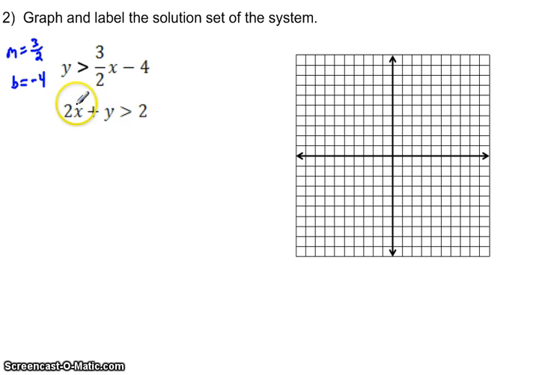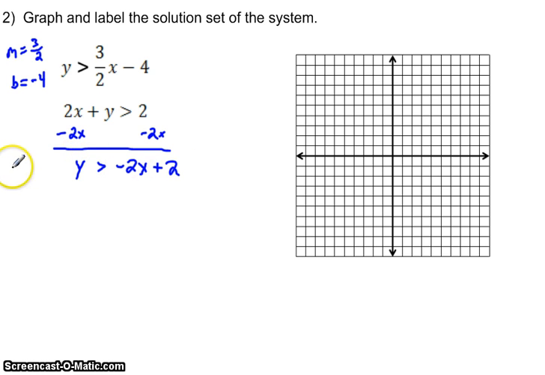This one is not isolated. It's not in that y equals mx plus b form we like, but it's close. So what I'm going to do is subtract 2x from both sides to get the y isolated. And what I'm going to get is y is greater than, no flipping or anything, negative 2x, and this is a positive 2.